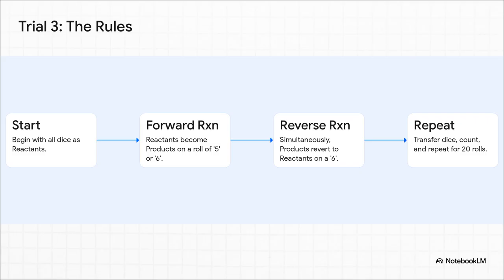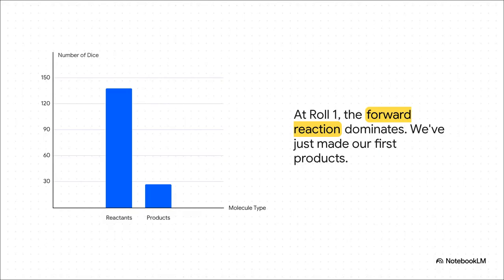Okay, so time for new rules. The forward reaction is still fast. Our reactants become products on a 5 or a 6. But now we're adding a twist, the reverse reaction. Any product dice that land on a 6 get to go back to being reactants. So we're going to roll both bins at the same time, move the dice back and forth, and see what happens. Right at the beginning, after just the first roll, it looks pretty much like you'd expect. We've got a giant pile of reactants and just a tiny little pile of new products.